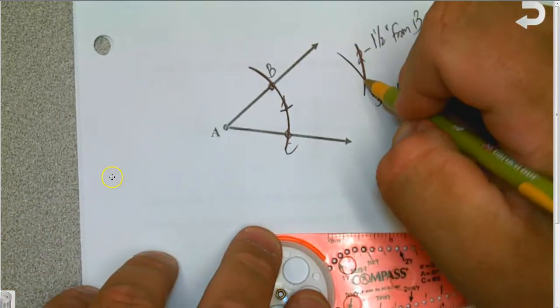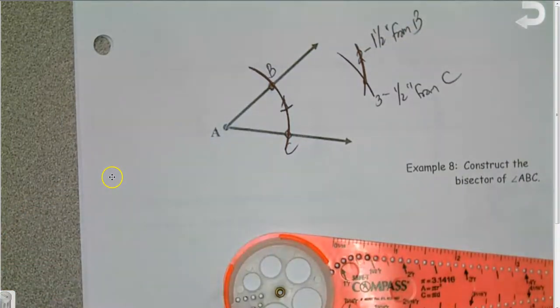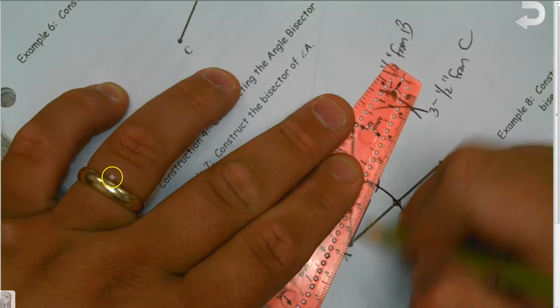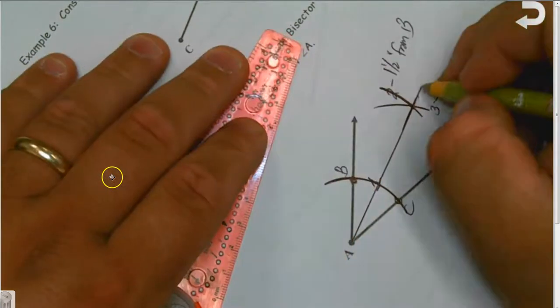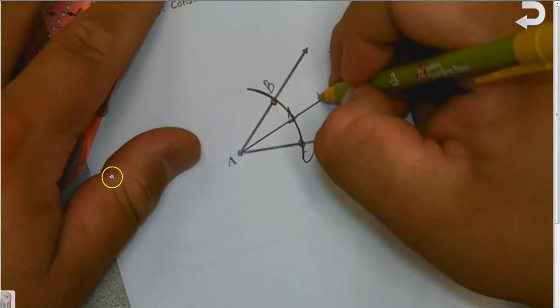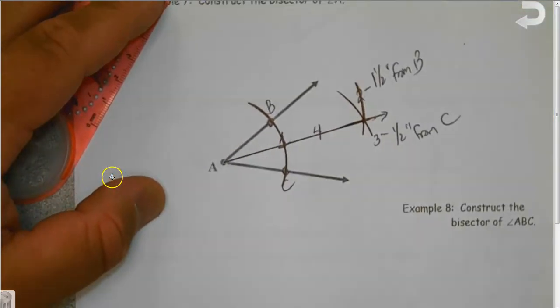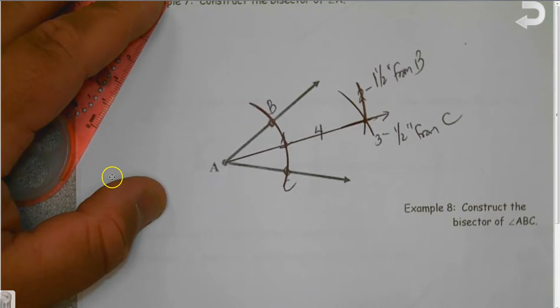Where they cross is the middle of angle A. So if I connect angle A to that middle, and this is the fourth thing I did, that is the angle bisector of BAC.